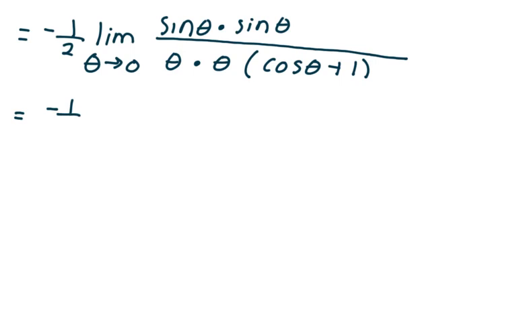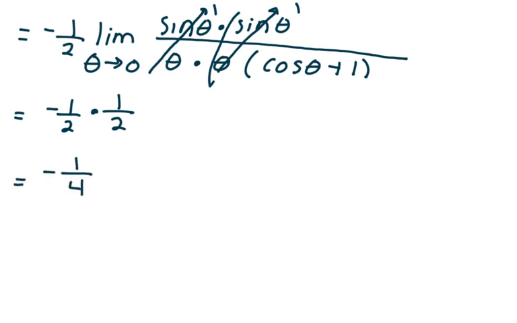So you get negative 1/2. Now, as theta goes to 0, sine theta over theta goes to 1. Sine theta over theta goes to 1. And cosine of 0 is 1, and then 1 plus 1 is 2. So this is going to be negative 1/2 times 1/2. And so the answer here will be negative 1/4. And that would be the correct answer for example 9.